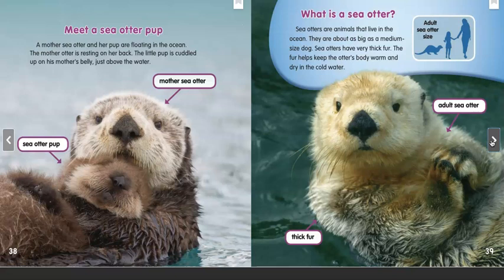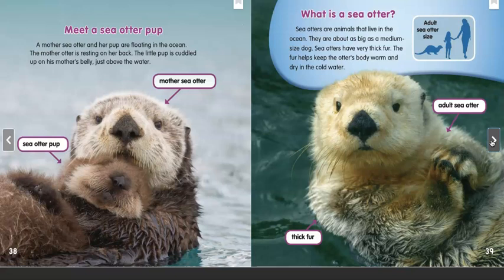Let's look at the next page. What is a sea otter? Sea otters are animals that live in the ocean. They are about as big as a medium-sized dog. Sea otters have very thick fur. The fur helps keep the otter's body warm and dry in the cold weather.